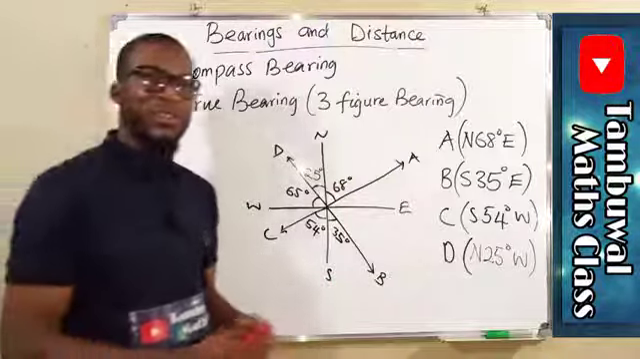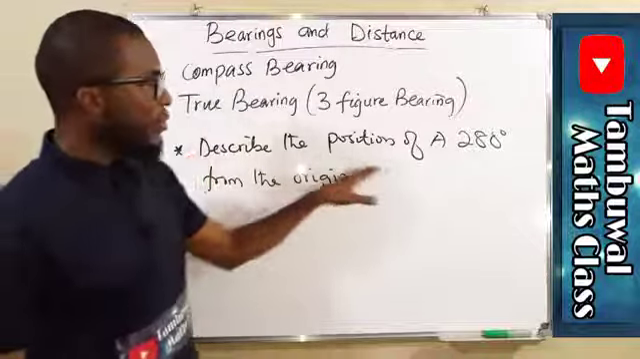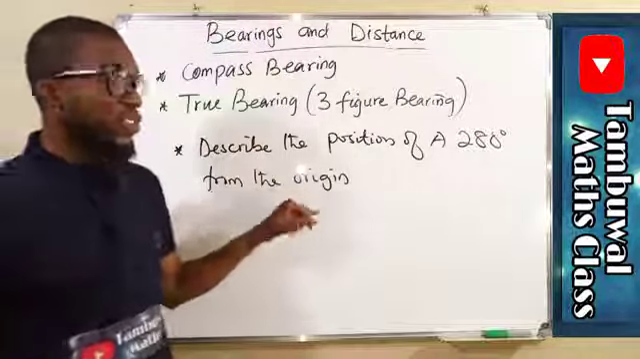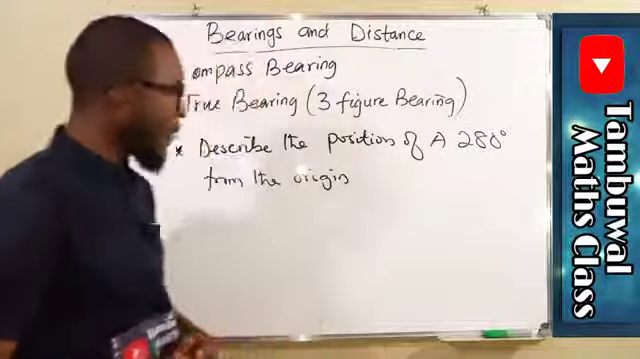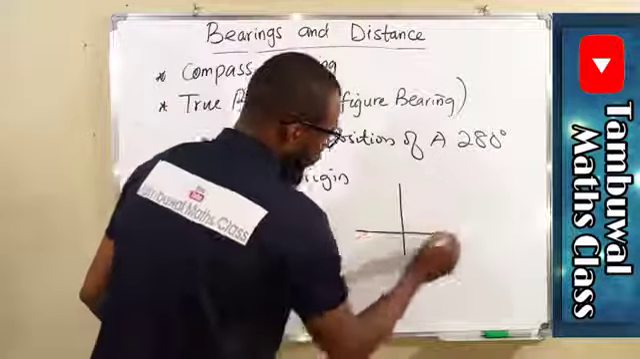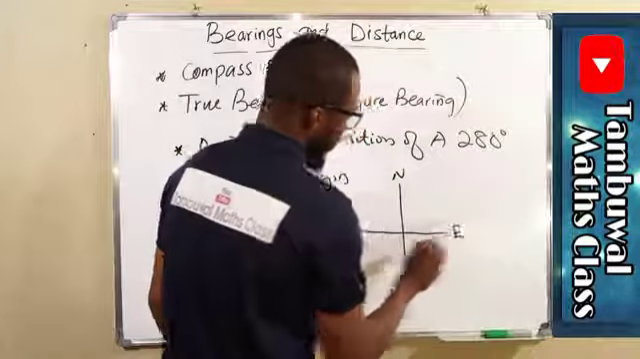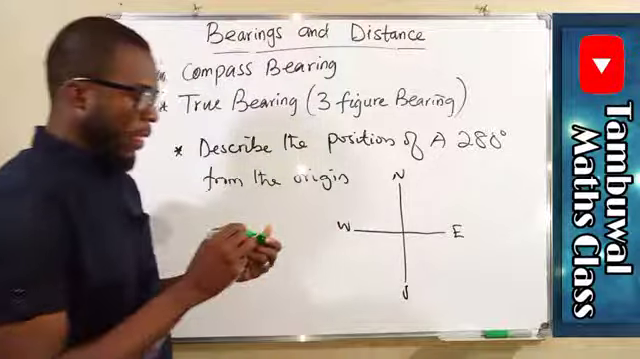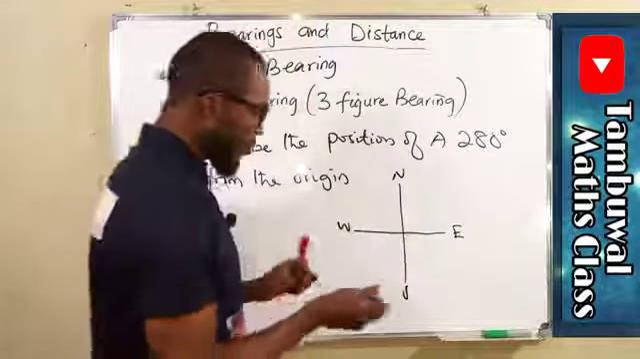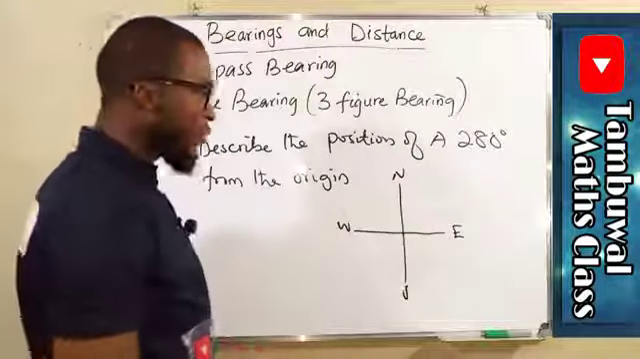So let us see other questions. This is the question we have. It says we should describe the position of A 280 degrees from the origin. Remember, we are talking about compass bearing. In compass bearing, we have these cardinal points. This is north, this is south, this is east, and this is west. To describe this position, we are going to measure from origin because it says from origin. This is the origin north. We want to measure 280 degrees from origin.